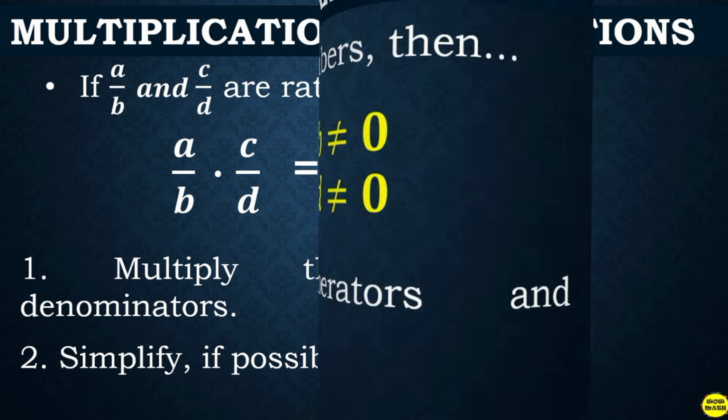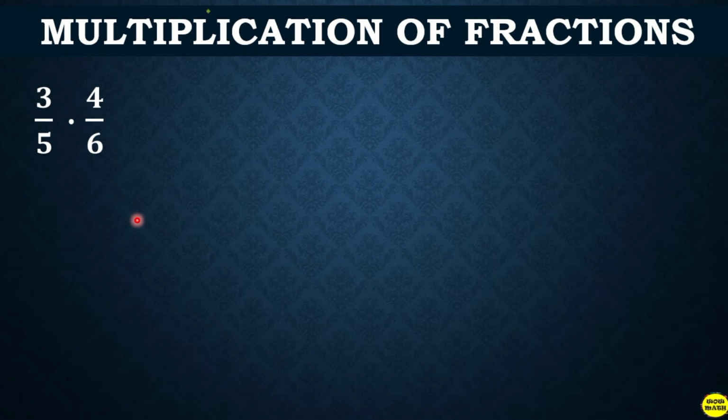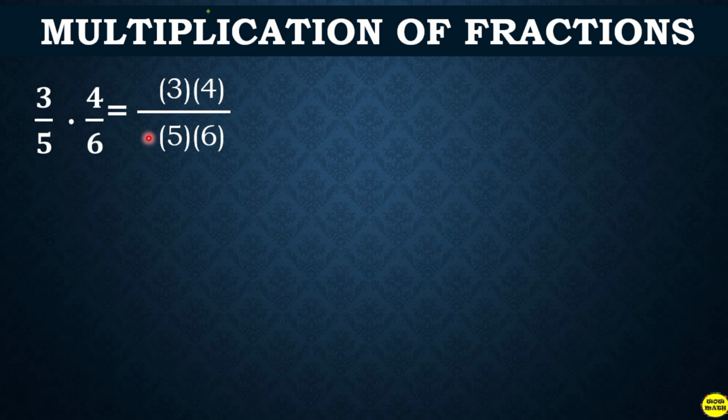So, let's have an example. If I have here 3 over 5 times 4 over 6, so anong gagawin natin? So, imumultiply natin yung numerators. We have 3 times 4, and then denominator, we have 5 times 6. Okay? So, we will have 3 times 4, that is 12. 5 times 6, that is 30.